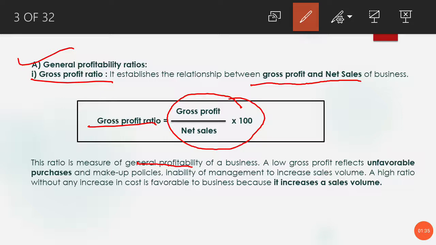A low gross profit ratio reflects unfavorable purchase and markup policies and inability of management to increase sales volume. A high ratio without any increase in cost is favorable to business because it increases sales volume.